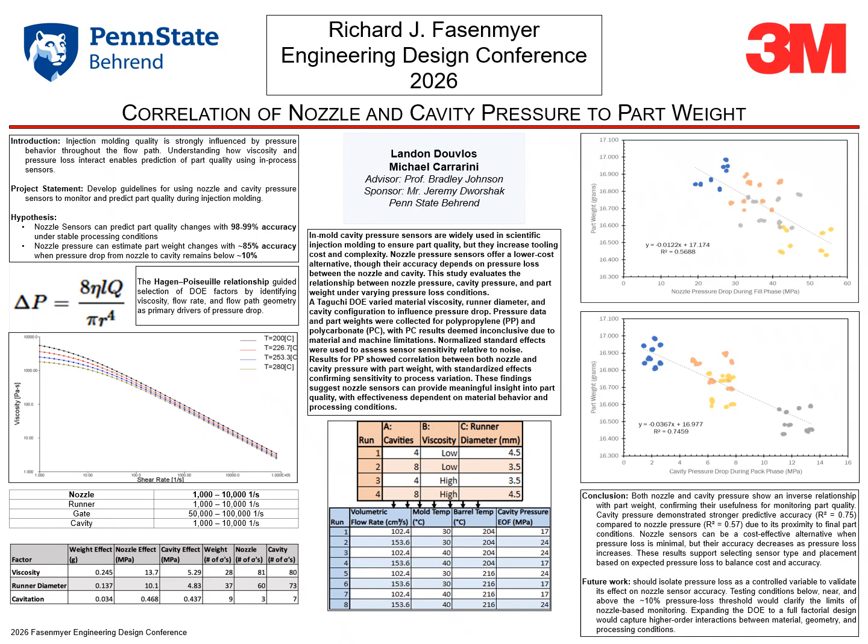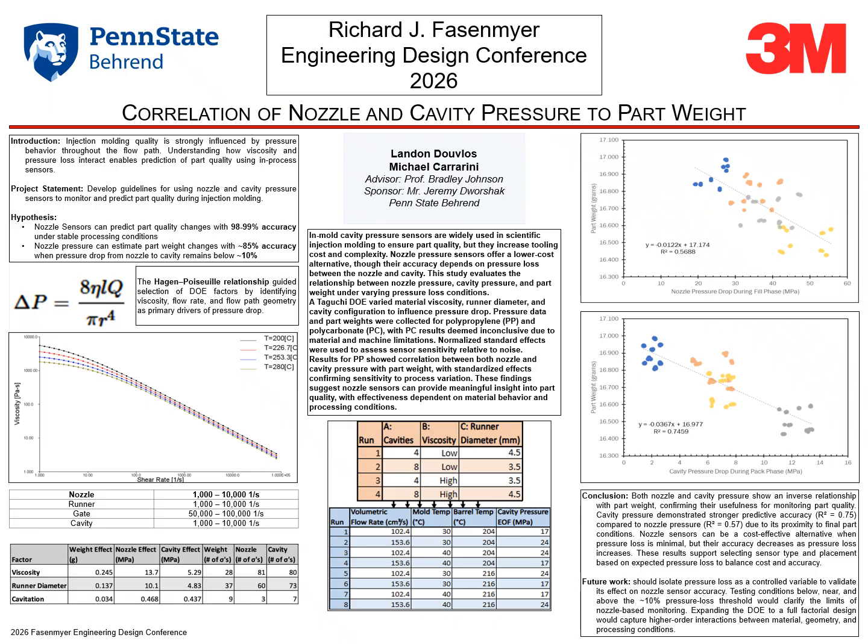So our abstract: in-mold cavity pressure sensors are widely used in scientific injection molding to ensure part quality, but they increase tooling cost and complexity. Nozzle pressure sensors offer a lower cost alternative, though their accuracy depends on pressure loss between the nozzle and cavity. This study evaluates the relationship between nozzle pressure, cavity pressure, and part weight under varying pressure loss conditions.